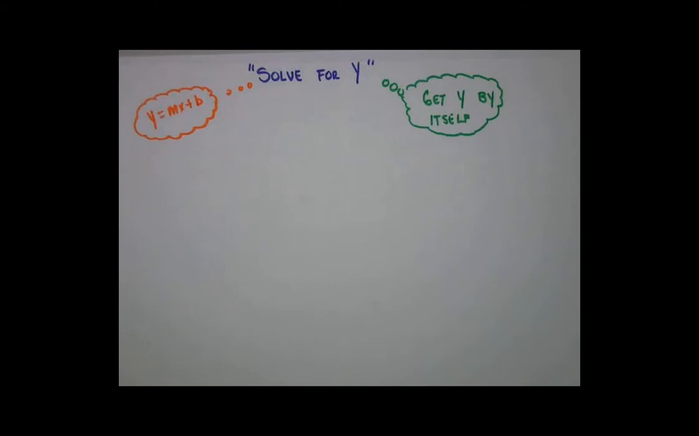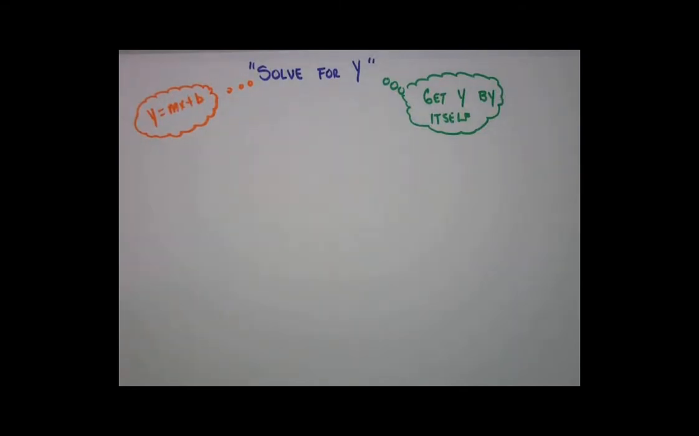This lesson is how to solve for y. Two other ways to think of what it means to solve for y in an equation are to get y all by itself on one side of the equal sign. And oftentimes when we do that, what we'll end up with is an equation that has y equals on one side and mx plus b on the other side.